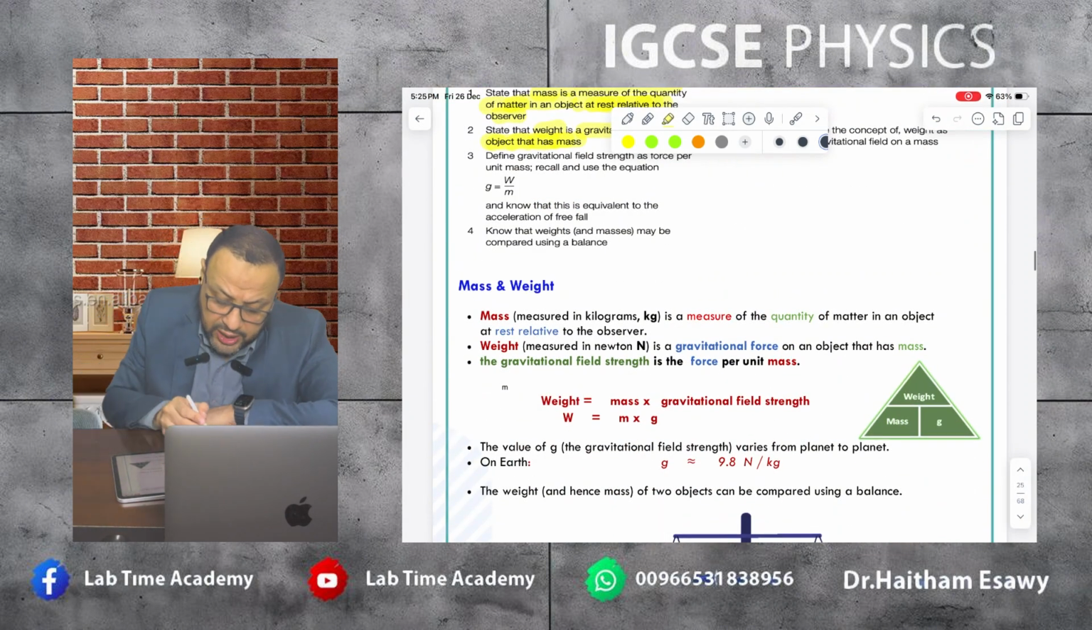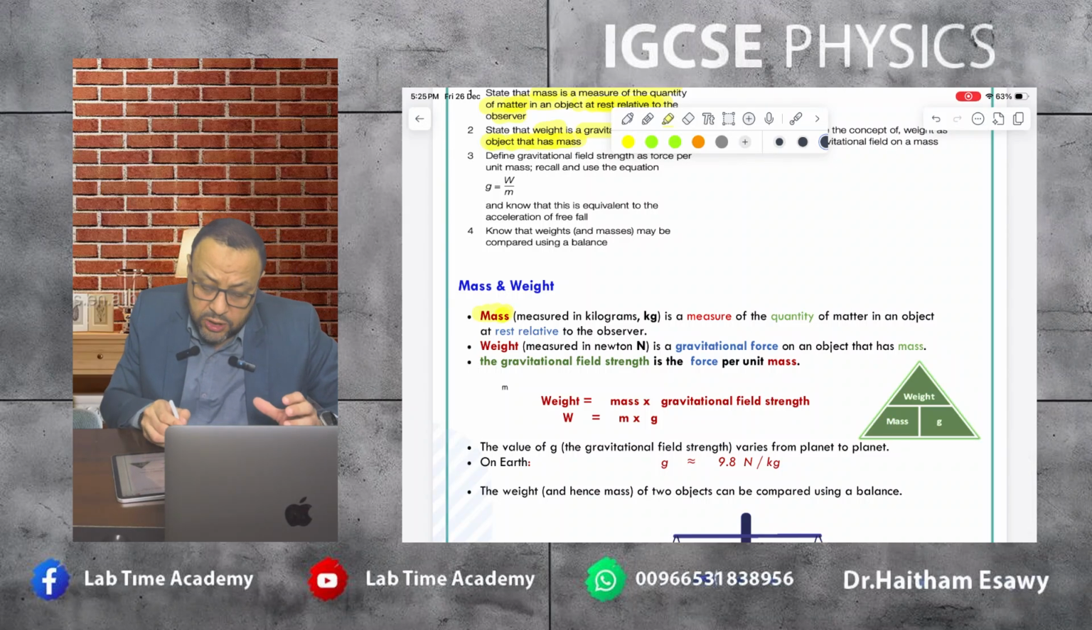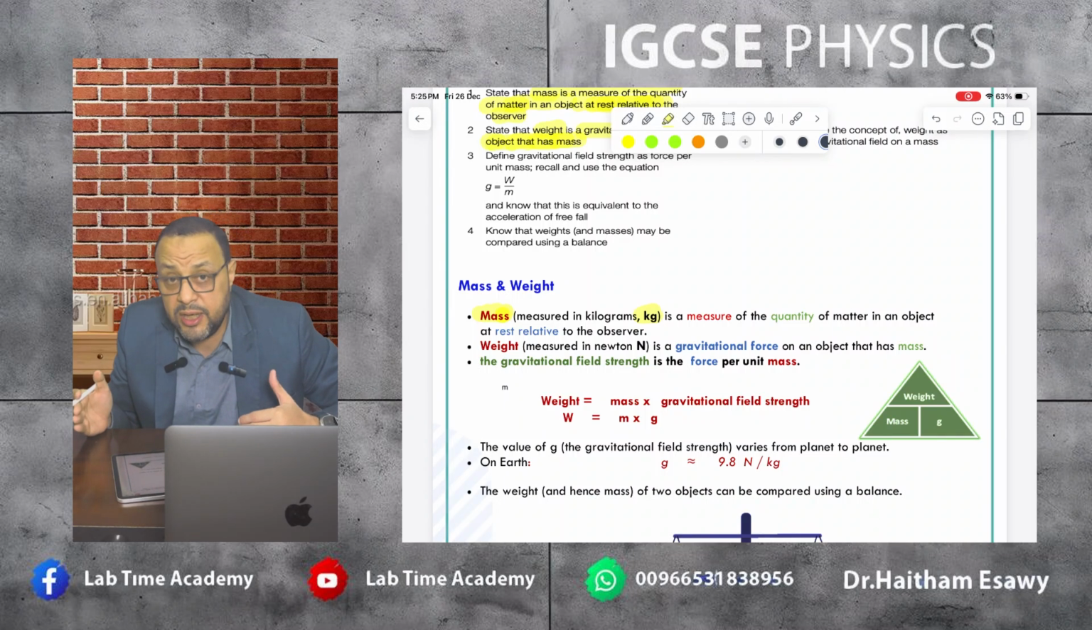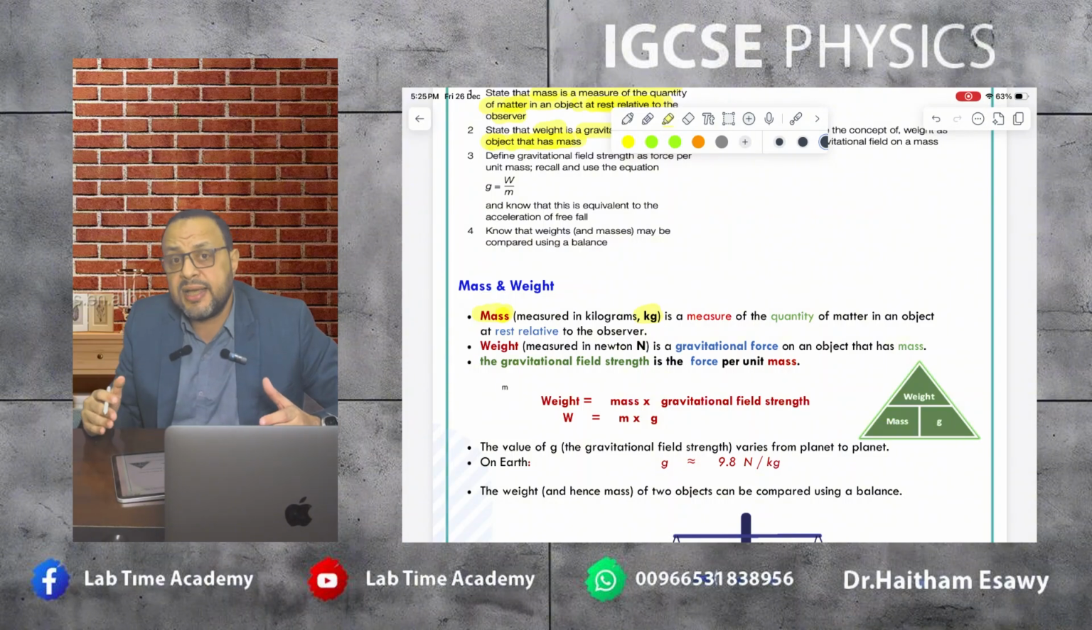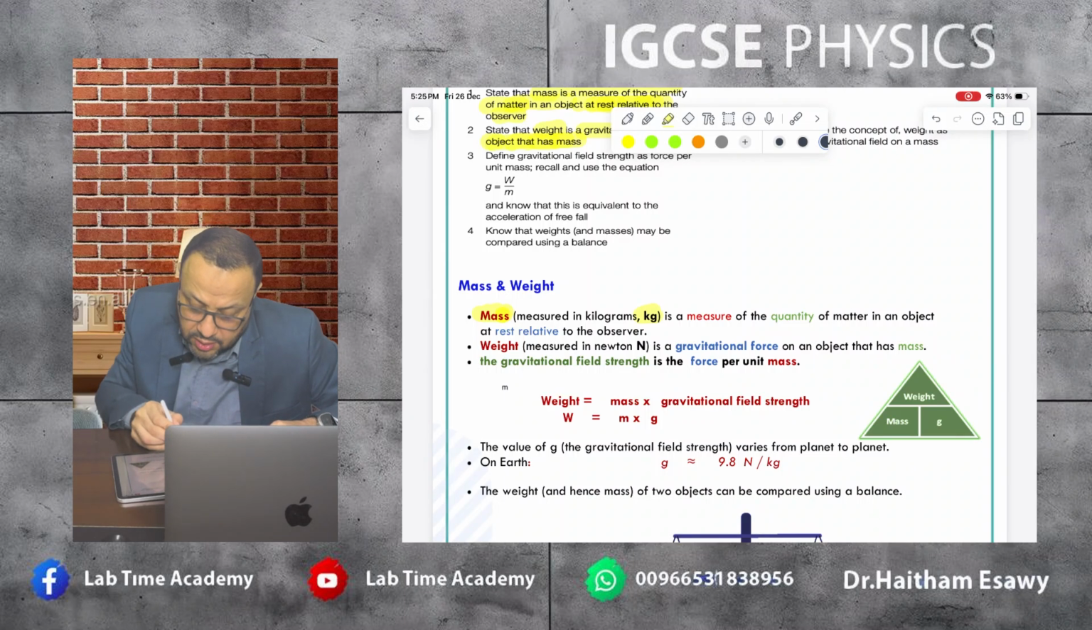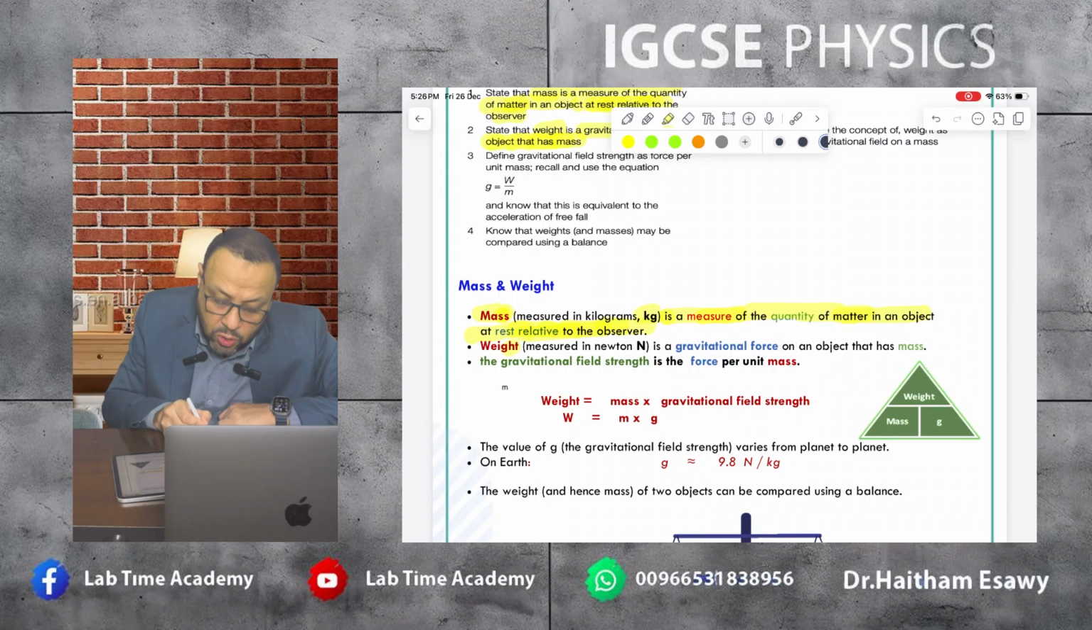So first, we want to define the meaning of mass. As we said, it has a unit which is kilogram. And as we said, mass, can you tell me, is it scalar or vector? Yes, scalar, because it has only magnitude without direction. It has only value, just a number. Mass in kilogram. The definition for mass is the measure of the quantity of matter in an object at rest relative to the observer.